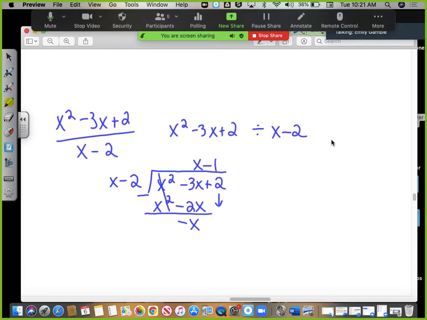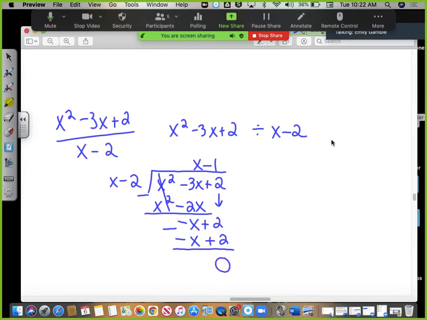Then I follow the process again. Negative 1 times x is going to be negative x. Negative 1 times negative 2 is going to be a positive 2. I should have already written this plus 2 here. Sorry, I drew the arrow and forgot to write it. So now I complete the subtraction. Negative x minus negative x will end up being negative x plus x, which is 0. 2 minus 2 is also 0. When I subtract these things, I get no remainder.